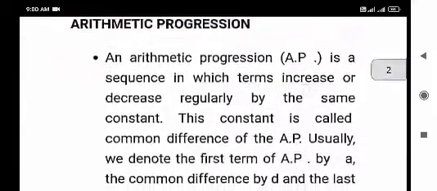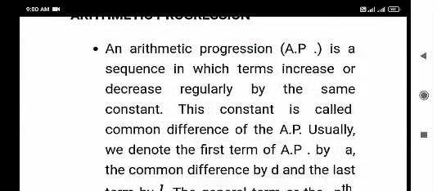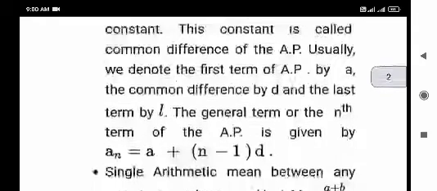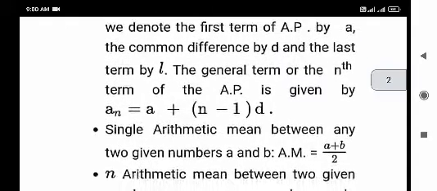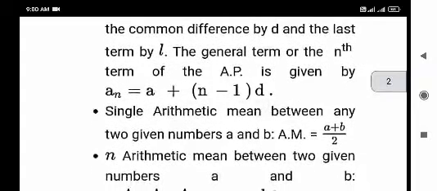Now, what is arithmetic progression? Arithmetic progression is a sequence in which the terms increase or decrease by some constant difference. You already studied this in class 10th, right? So, l is the last term of the AP, d is the common difference, and what is its nth term? an is equal to a plus (n minus 1) into d.